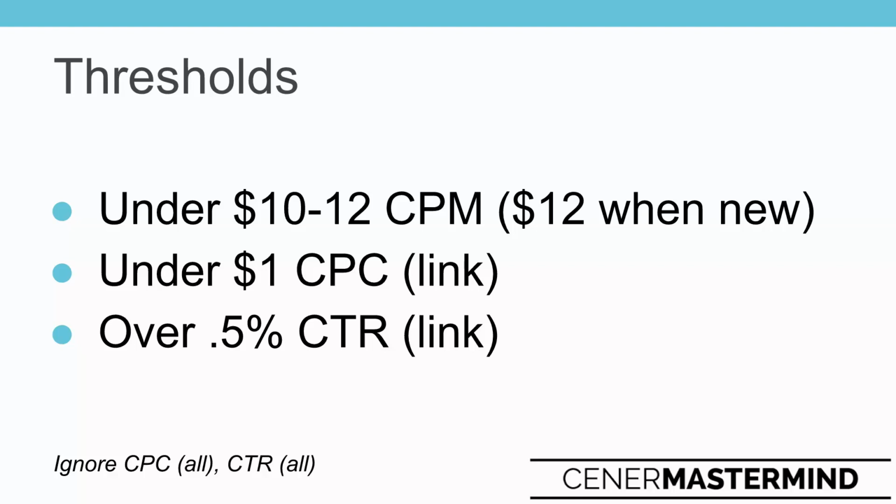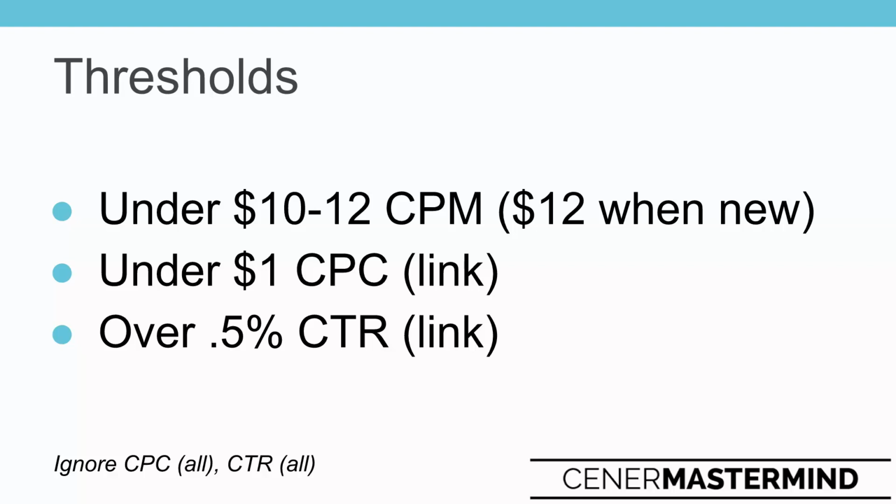When it comes to link click CPC, we want to be under $1. We'd love to be closer to 75 cents. If we're getting near 50 cents, we're very excited. We want to be over 0.5% click-through rate for links. Now you see at the bottom, you're going to ignore the other CPC and the other CTR. Those numbers are going to be much higher because those involve clicking on the ad, but not necessarily going to the website. So the link click ones are the only ones we care about. So these are the thresholds: $10 to $12 CPM, under $1 CPC, over 0.5% CTR link click.